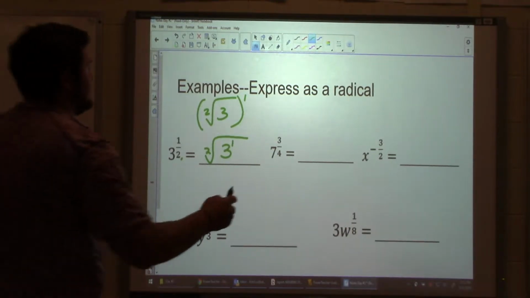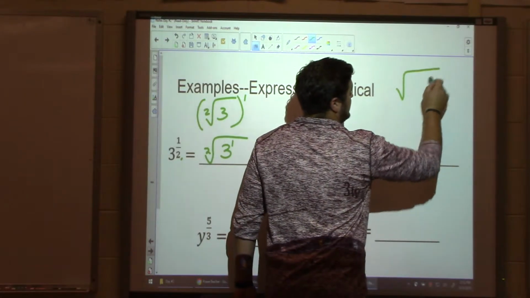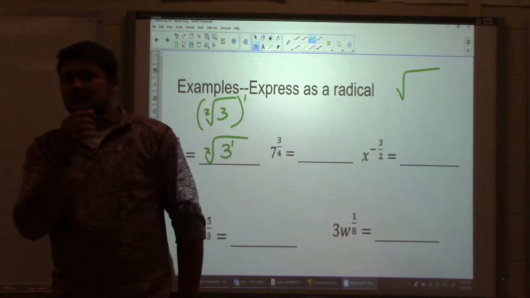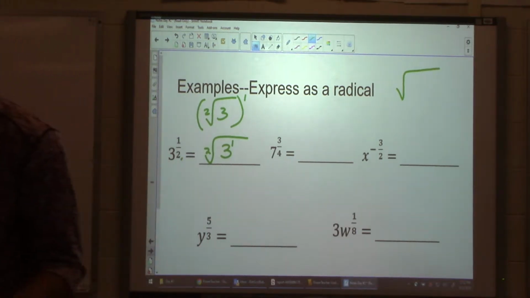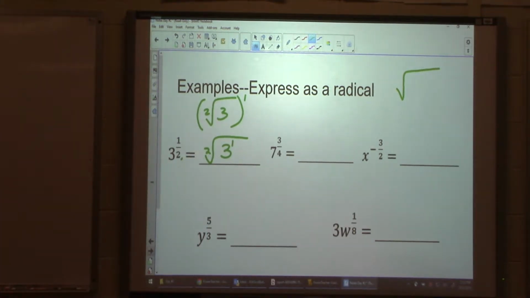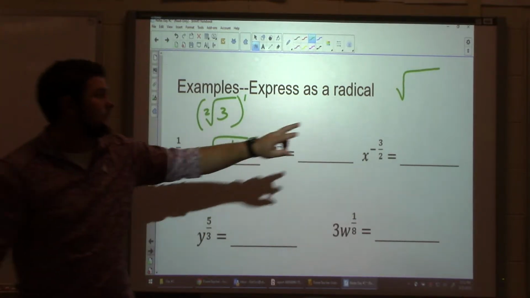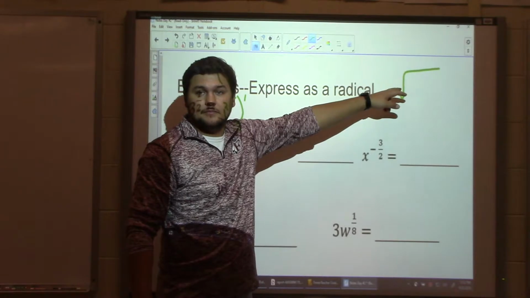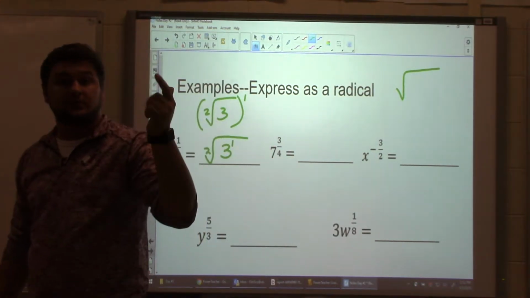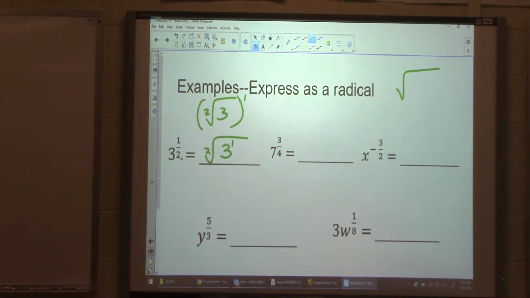Because if I just write this, what do you know that as? The square root. It's the same thing as the second root. So if there is no number there, that means it's the second root or the square root. It is the only one where you do not need to put that number in there. Okay? Every other one, the third root, the fourth root, the fifth root, you must have that number in there. But also if you're doing a problem later on in this unit, and you see one like that, you can assume that it is the square root or the second root.